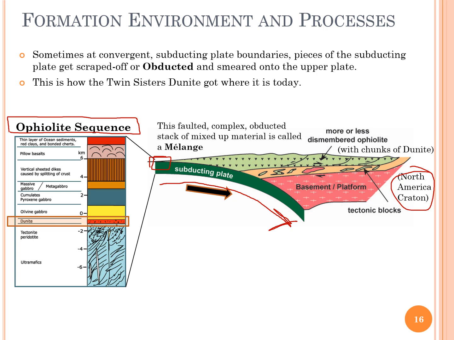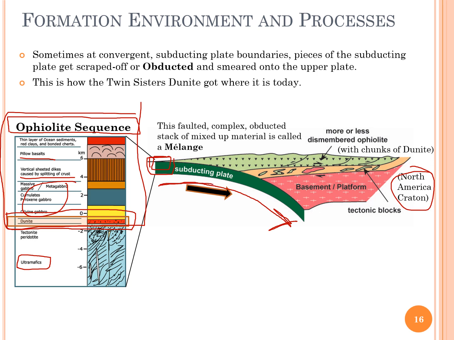And as you recall, it has a little bit of sediment on top. There's our pillow basalts, and then some vertical dikes. We have our gabbros. And then here at the very bottom, here's our dunite forming at the bottom of our ophiolite sequence. And then below here, we have even more 100% ultramafics, if they're preserved at all. But most importantly, this ophiolite sequence sits on top of this subducting plate, and the plate itself begins to dive down underneath the continental crust.